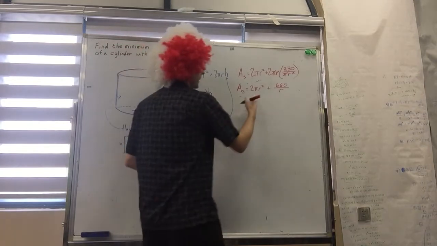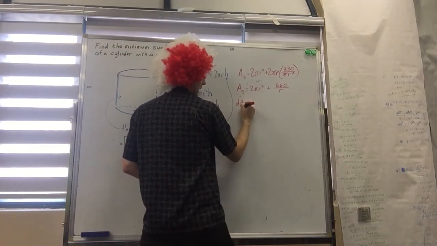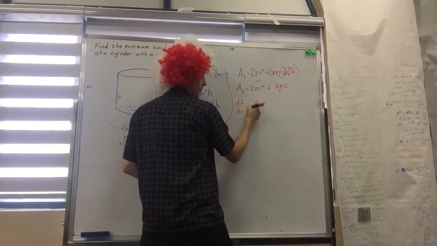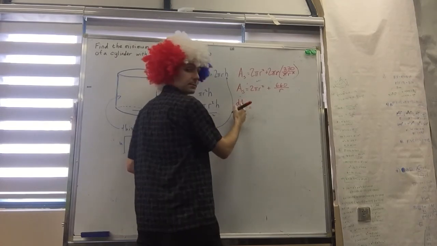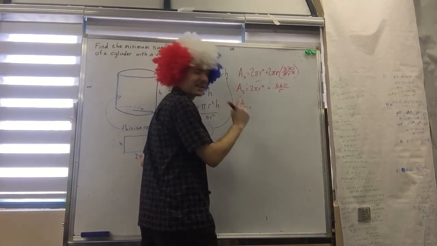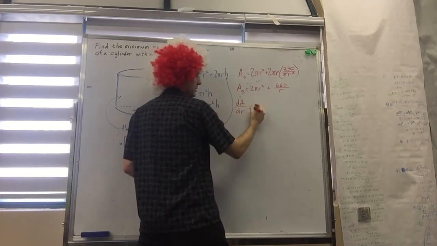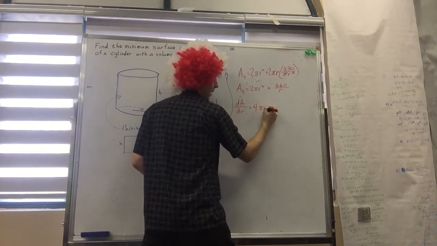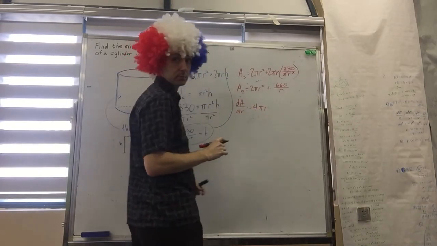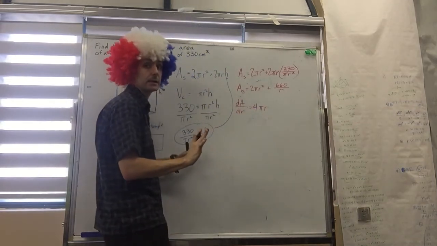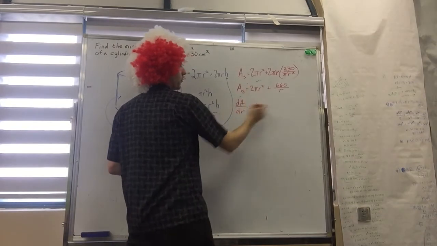So I'm going to do dA/dr, because that's the variable. I'm going to optimize A based off of the radius. And then I'm going to take the derivative of this: 2 times 2 would be 4 pi r. Pi is a constant, so we just leave it the way it is. Bring the 2 in front, so it'll be 4 pi r.